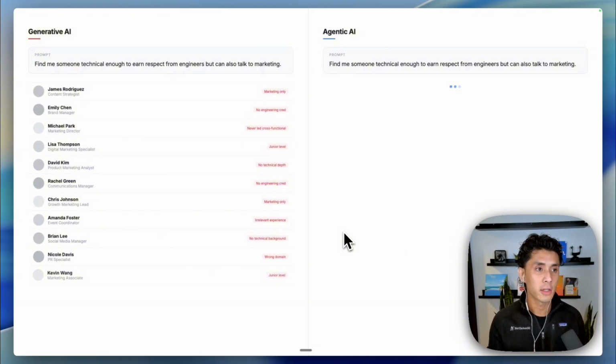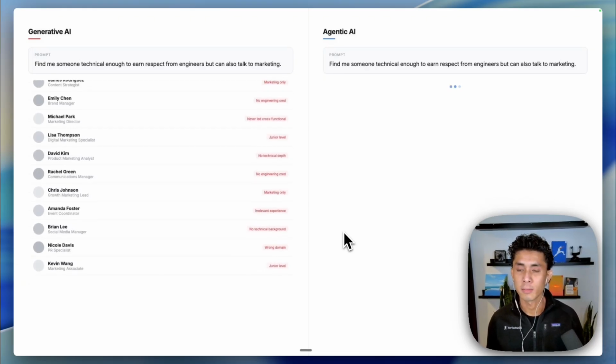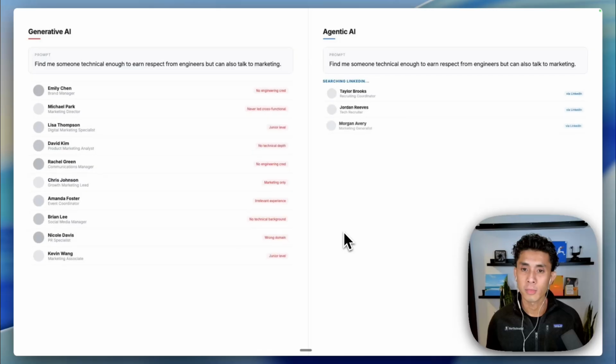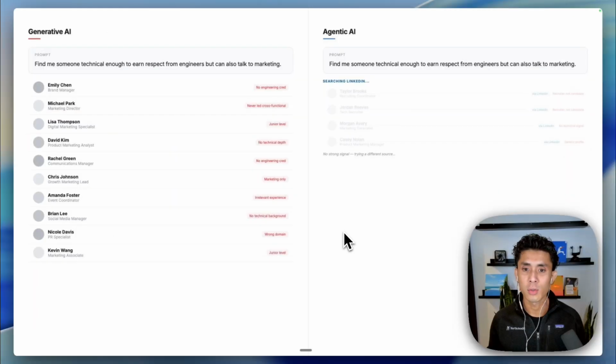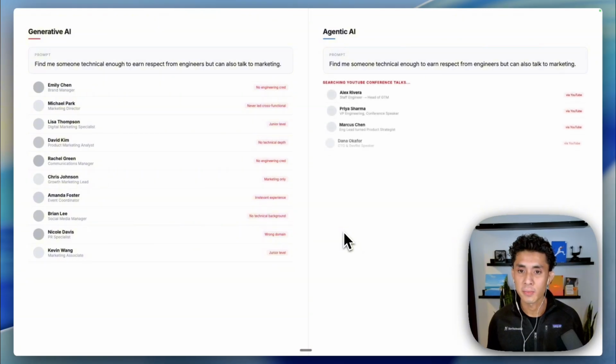Well, if you see, the approach for the generative AI is to give us a list of different candidates that it thinks could be helpful. But what about the agentic AI approach? So it starts by searching LinkedIn, and from those candidates on LinkedIn, it starts to disqualify them by itself. So what does it do next?